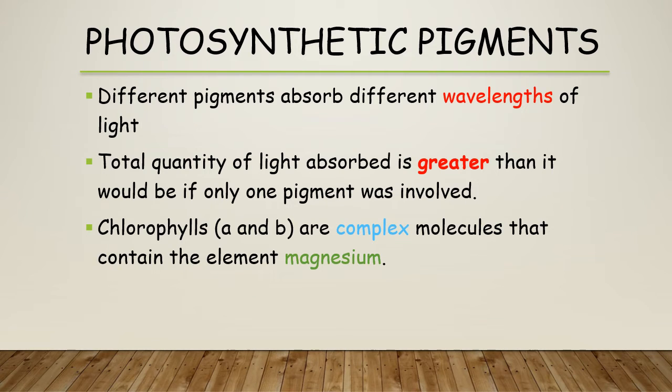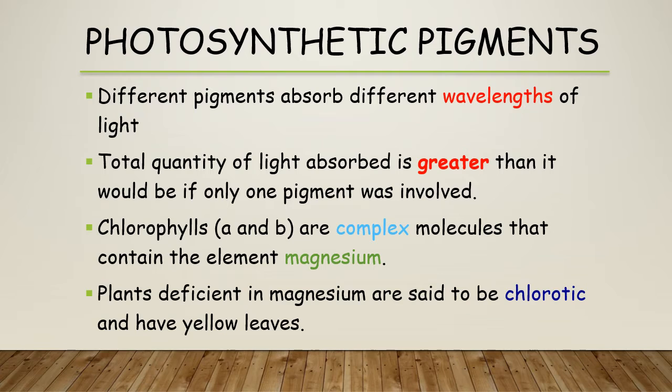Chlorophylls A and B are complex molecules. They contain the element magnesium. If you have a lack of magnesium, plants normally have yellow leaves and are said to be chlorotic.